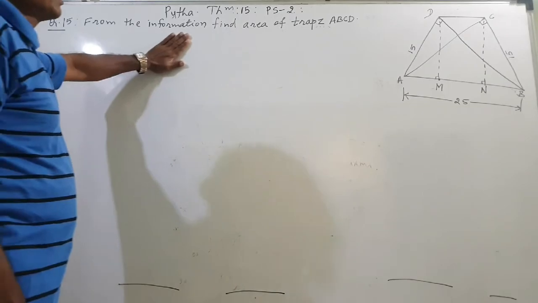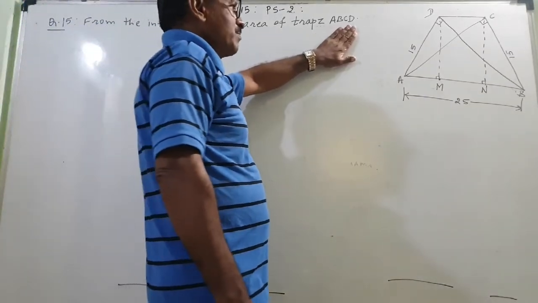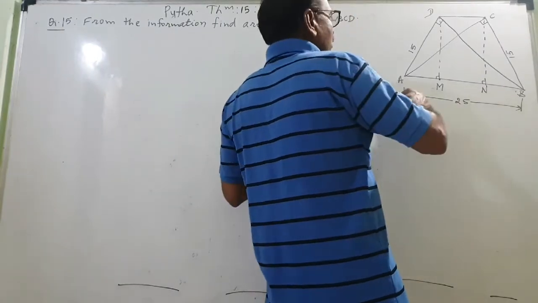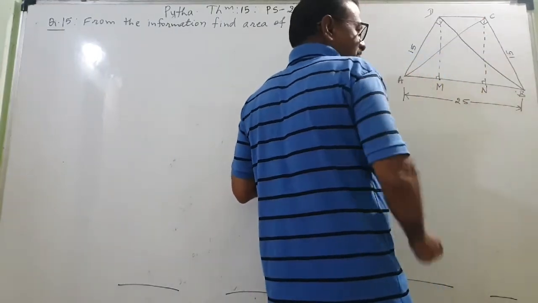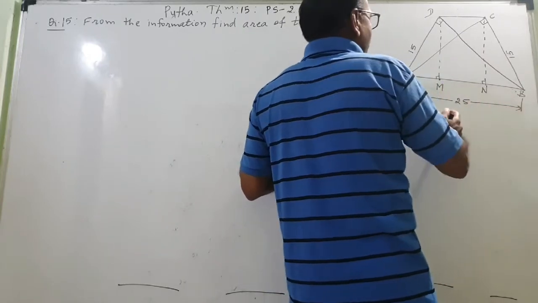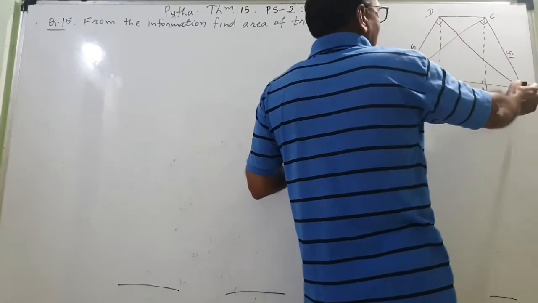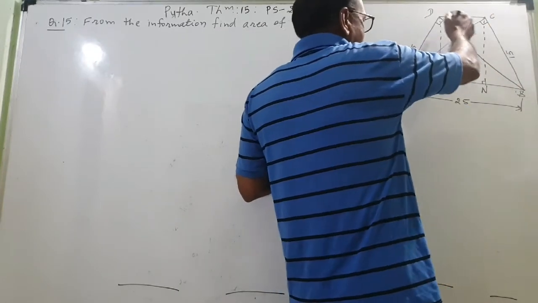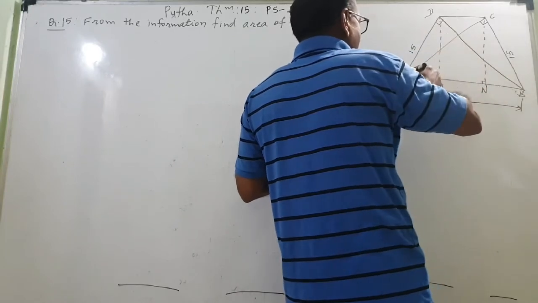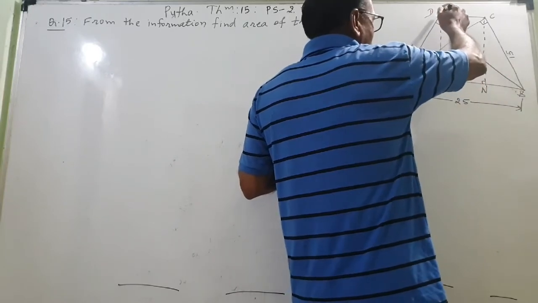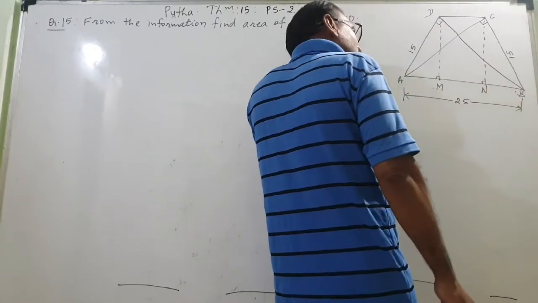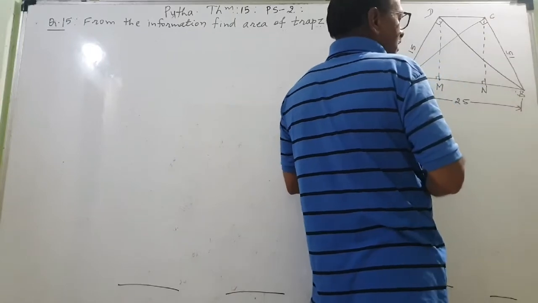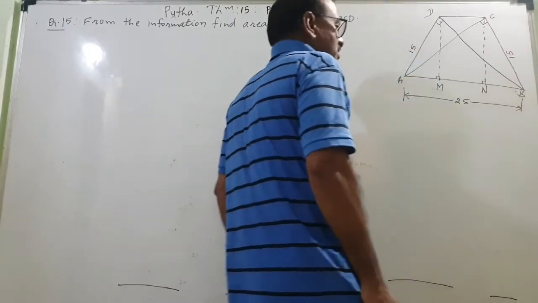From the information, find the area of the trapezium ABCD. In the textbook, the question is given in detail. Quadrilateral ABCD is a trapezium. AB is equal to 25, AD is equal to 15, BC is equal to 15, and BD perpendicular AD, or AD perpendicular DB. Another thing they have stated is AC perpendicular BC. This way, we have done some construction.